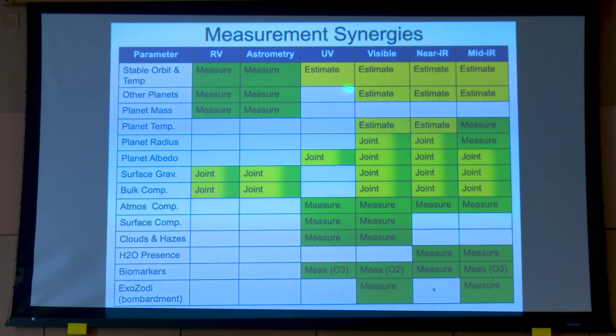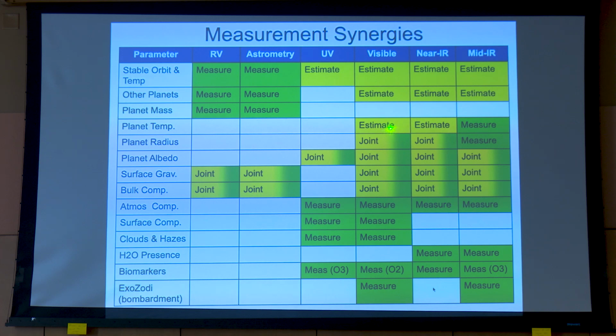From imaging, you can get some estimates of the orbit, but not really anything definitive. Presence of outer planets, you may image some of them, but a combination of RV and astrometry will make sure you have a complete census. Planet mass is really only possible with the dynamical measurements. And indeed, RV is still somewhat ambiguous because all you're getting is an M sin i. If you add in an image, you might be able to break that degeneracy. Astrometry gives you the full orbital solution, including inclination.